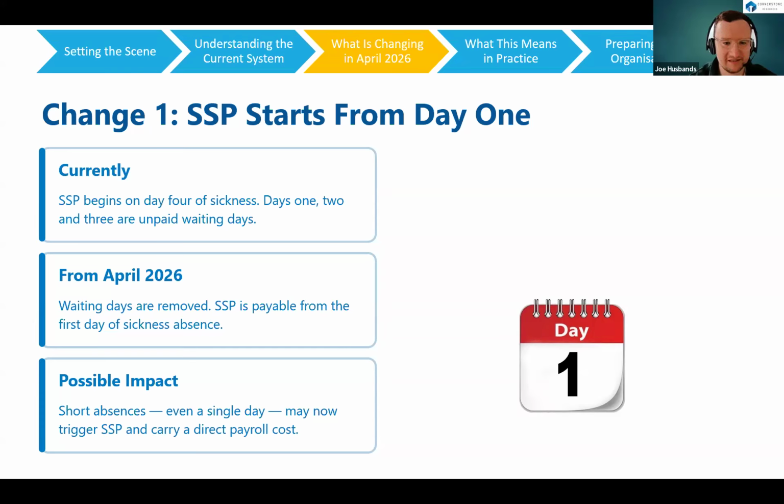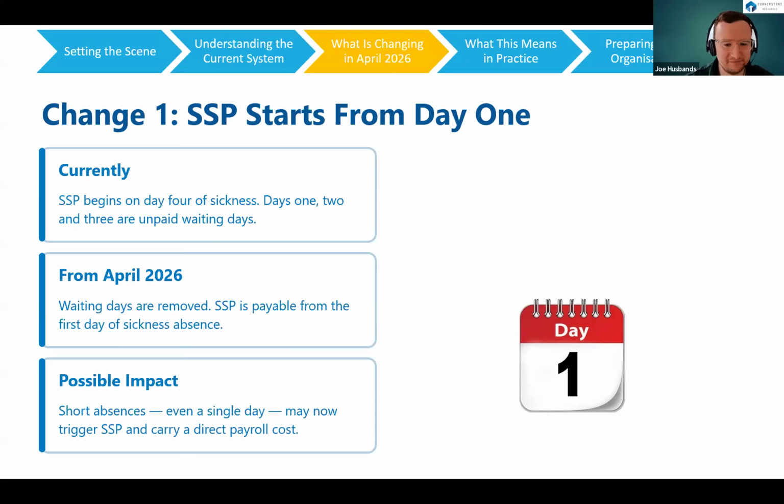Currently, as I've said, SSP begins on day 4 of sickness absence. That means days 1, 2, and 3 are unpaid. Then from April, we're expecting to see them removed. One of the possible implications of this is that very short absences, even a single day, may now trigger statutory sick pay. That means short absences may become more visible within payroll and absence data too. And in some cases, they may also carry a direct payroll cost.